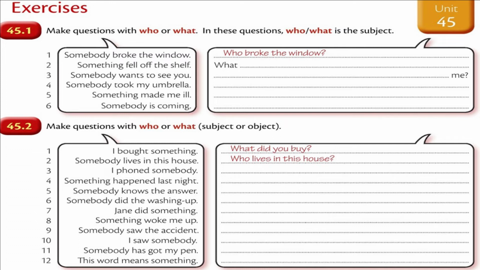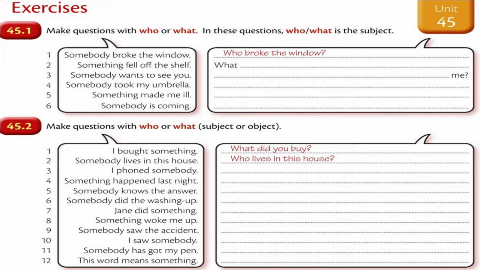Number 4. Something happened last night. What happened last night? Number 5. Somebody knows the answer. Who knows the answer? Number 6. Somebody did the washing up. Who did the washing up? Number 7. Jane did something. What did she do?